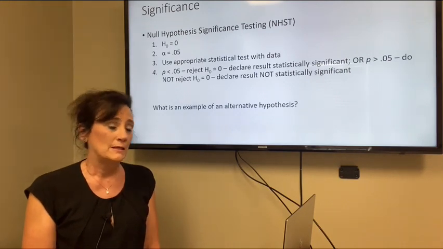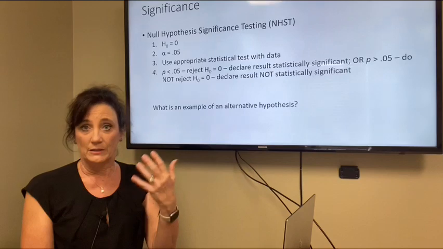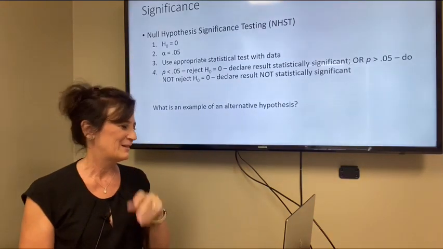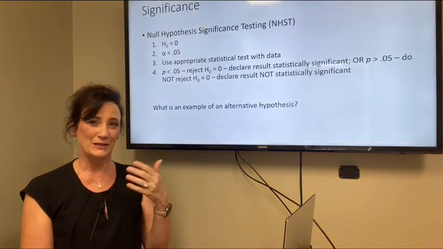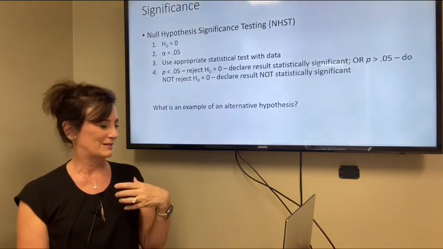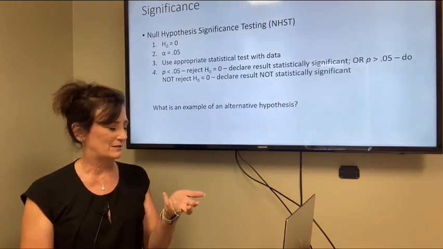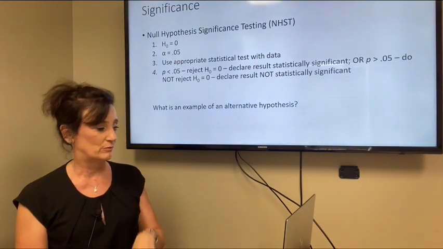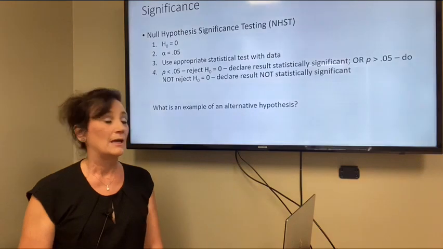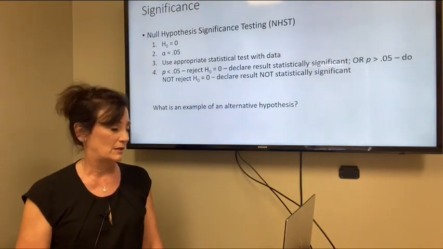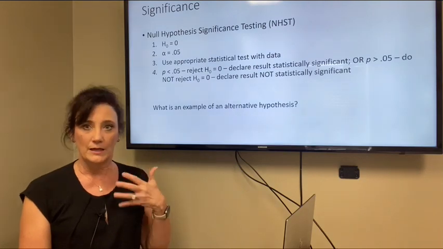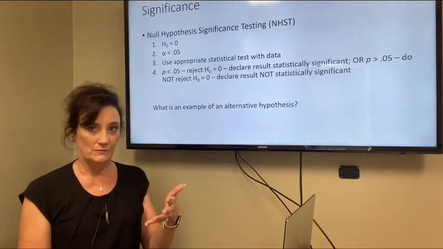If our significance value, if we did our statistical test, we came out with a statistical value of p less than 0.05, we would reject the null and accept the alternative hypothesis. And that means that we're going to declare our results statistically significant.